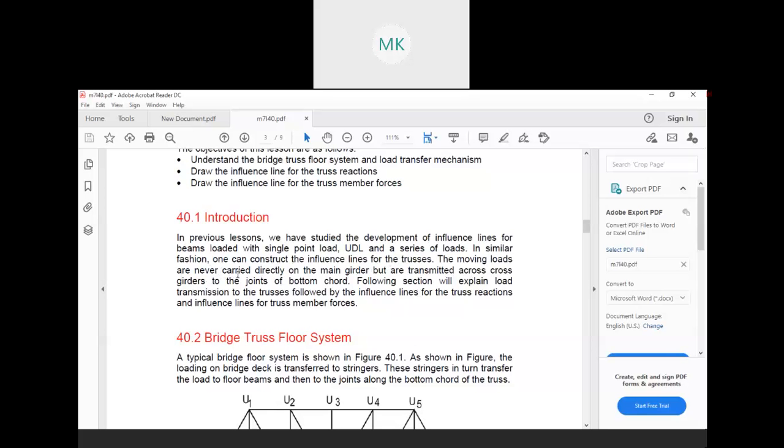The moving loads are never carried directly on the main girder, but are transmitted across the cross girder to the joints of the bottom chord. The following section will explain load transmission in trusses, followed by the influence line for the truss reaction and the influence line for truss member forces. As I have already said, all the loads come to the joints only. From the joint it is transmitted to the bottom chord, and then to all the members.